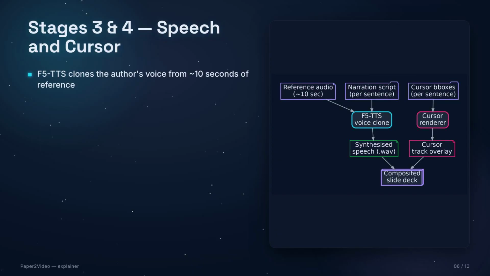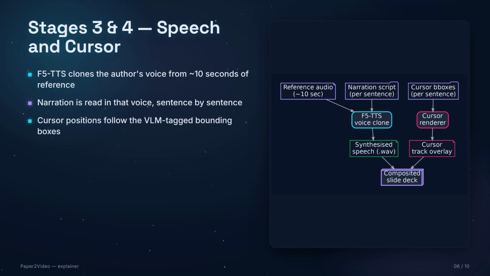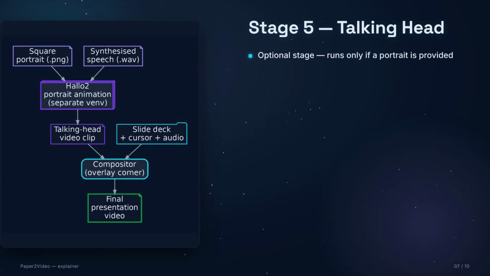In stage 3 and 4, TTS clones the author's voice from roughly 10 seconds of reference audio and reads the narration in that voice. In parallel, the cursor module places a moving pointer on the slide that follows the bounding boxes the vision language model produced earlier, so the audience's eye is led to the right region exactly when it is mentioned in the narration.